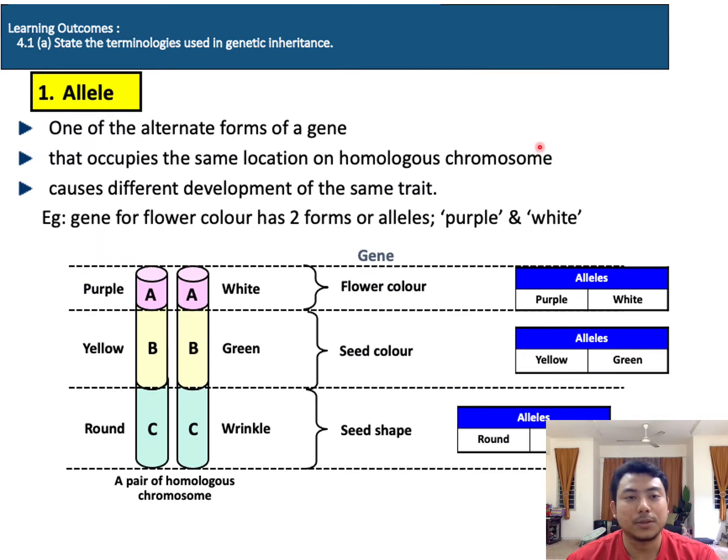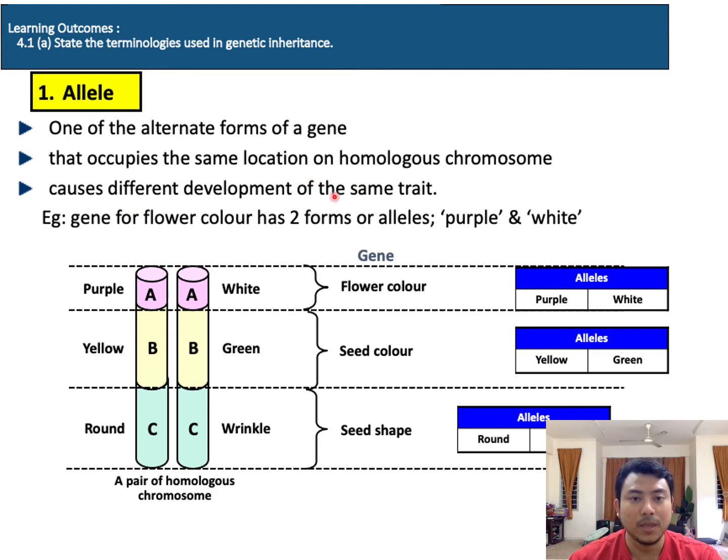Okay, first we're going to talk about allele. What is allele? If you put it simply, it is alternative. Alternative for the traits. One of the alternate forms of a gene that occupies the same location on a homologous chromosome causes different development of the same trait, i.e. the same ciri-ciri. For example, the gene for flower color has two forms of alleles. Maknanya gene untuk warna bunga ada dua jenis allele. It is either purple or white.